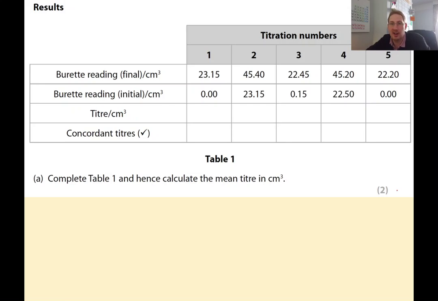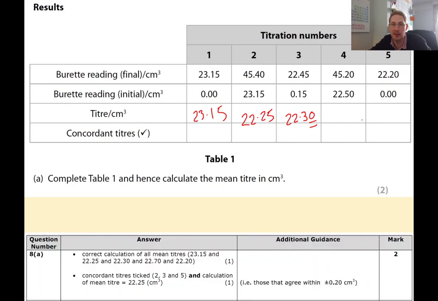We're given a titration here. We're told to complete table 1 and calculate the mean titre. This is clearly 23.15. This here, the difference between these two is 22.25. I'm doing this off the top of my head. The one to be careful of is here, which is 22.30. Do make sure you record everything to the right degree of precision, okay? And that is true of the two on the right here as well.